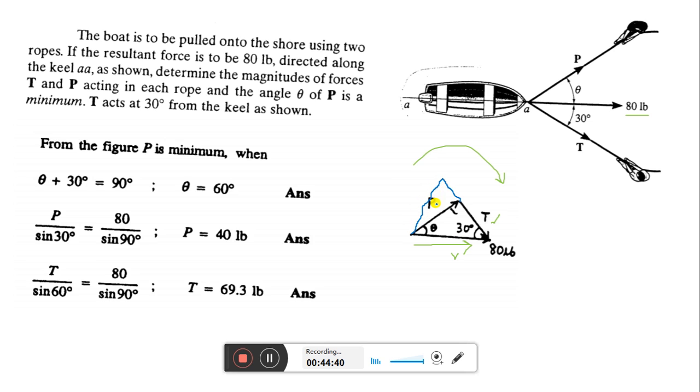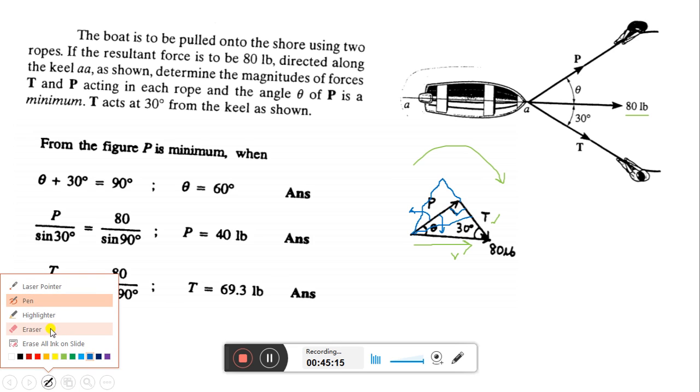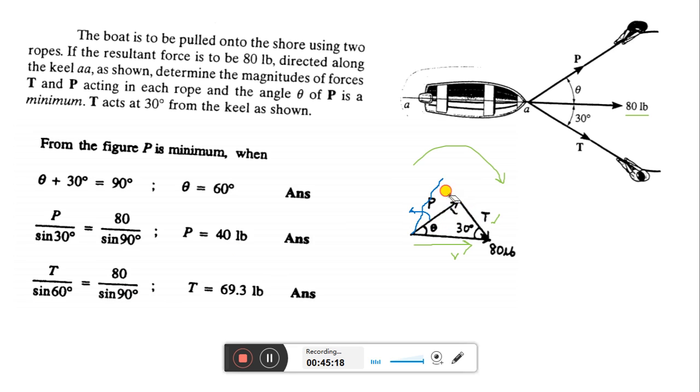Okay, suppose the line can be present here or here. For any particular position, either you tilt this side in this direction or in this direction. You can vary the length of P, but the length of P will be minimum only when this is perpendicular over T. Understand this. This logic is very much important here.